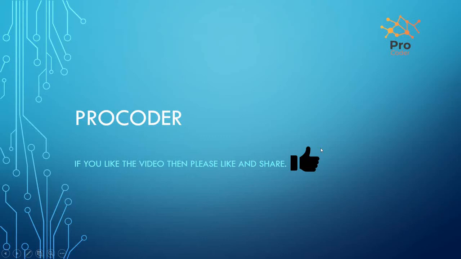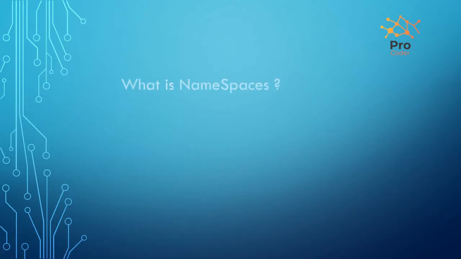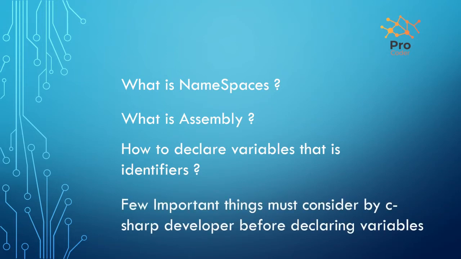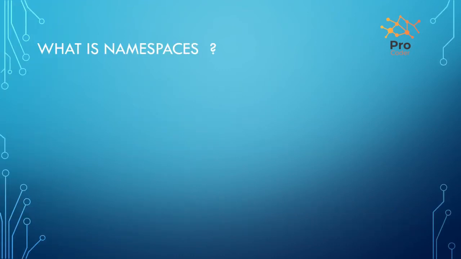In this lecture we are going to learn about: first, what is namespace; second, what is assembly; third, how to declare variables, that is identifiers; fourth, a few important things that must be considered by a C# developer before declaring variables. Now, first, what is namespace?